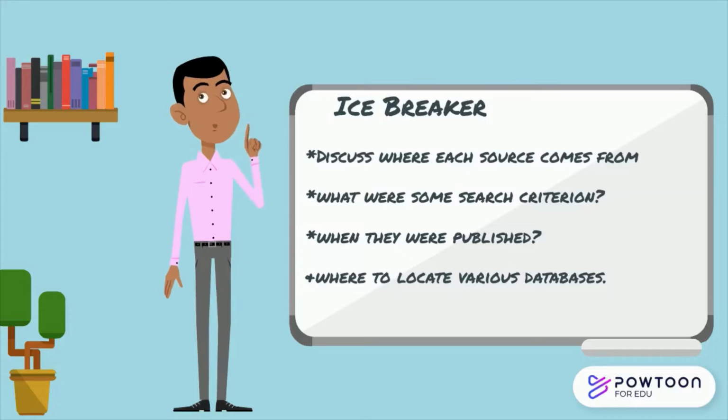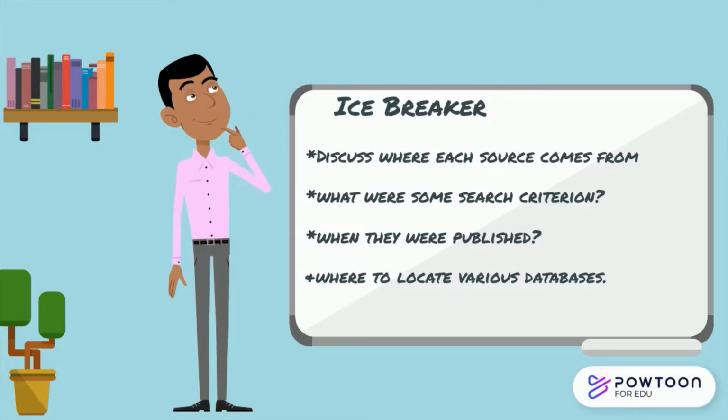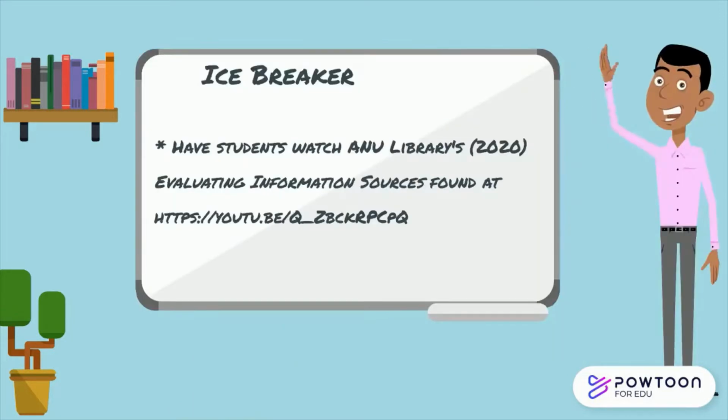Next, discuss where each source comes from. What were some search criteria? Where were they published? And where do you locate various databases? Finally, have the students watch ANU Libraries 2020 Evaluating Information Sources found on YouTube.